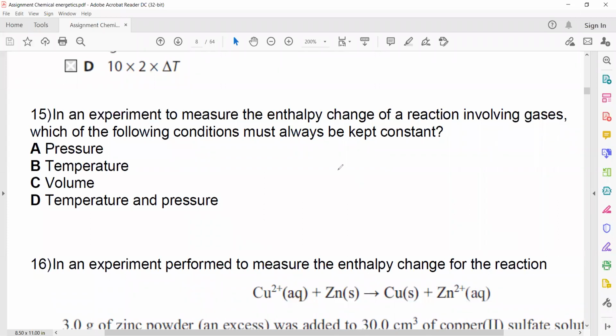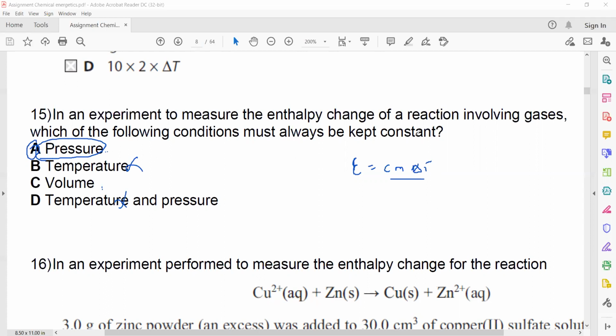Why can we not keep the temperature constant? Because using the temperature, we will work out how much energy is released or absorbed. So anything which involves temperature cannot be an answer. The thing which we should keep constant is the pressure. Because pressure and volume are inversely proportional to each other, and if we change the pressure, we can change the temperature as well, as temperature and pressure are directly proportional. That is why we should keep the pressure of the gas constant.